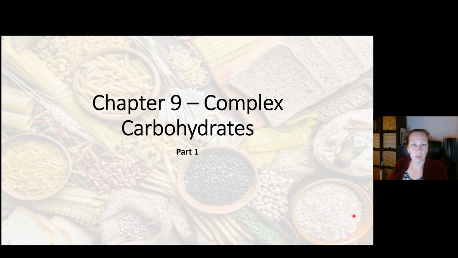Hi, so now we're covering chapter 9. In the previous chapter, we looked at the simple carbohydrates, and now we are going to look at the complex carbohydrates and what they are, their function, and of course, nutrition.